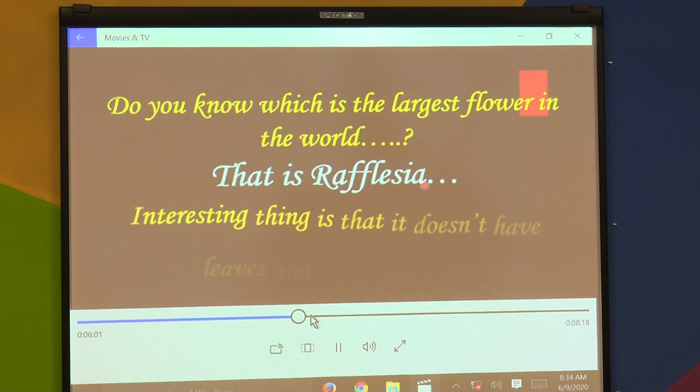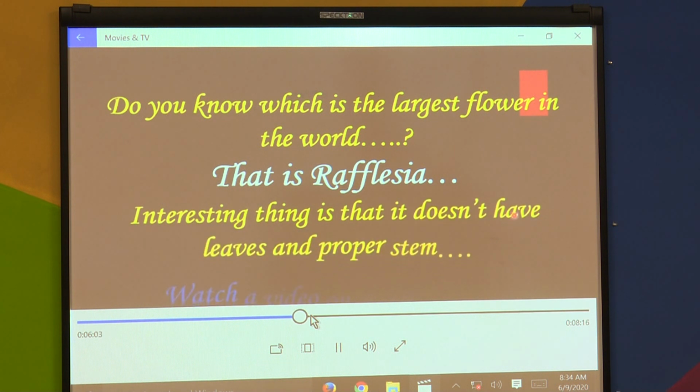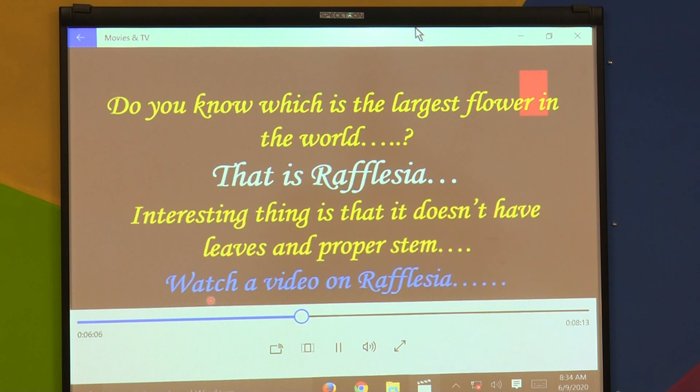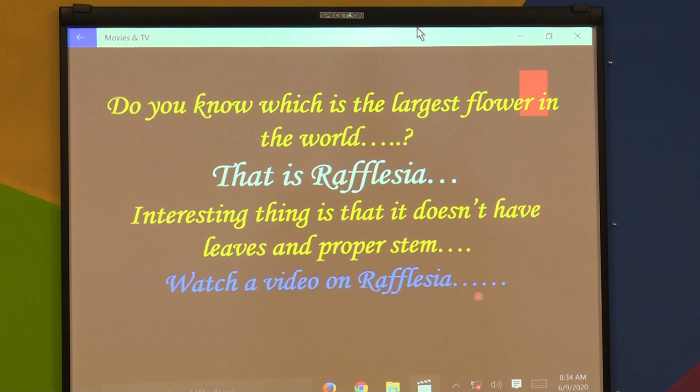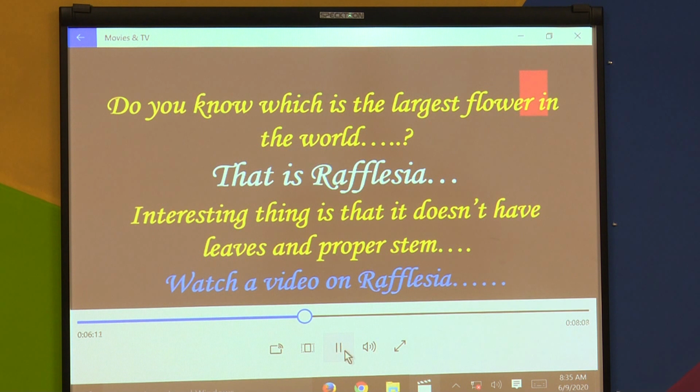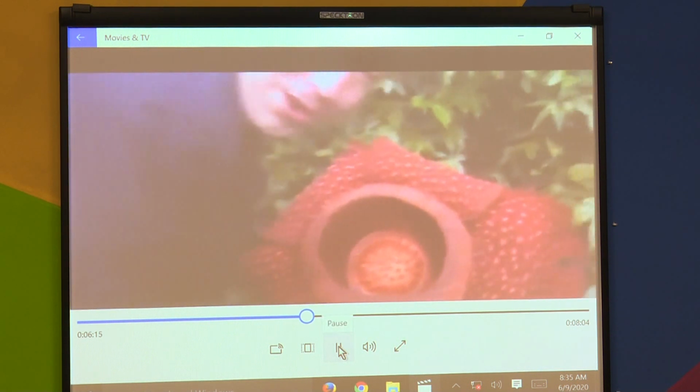So, tell me, which is the largest flower in the world? All of you know that the largest flower in the world is Rafflesia. Okay. The interesting thing is that it does not have leaves and proper stems. It means only the flower structure is there in this type of plant. Okay. We will see the video directly again.